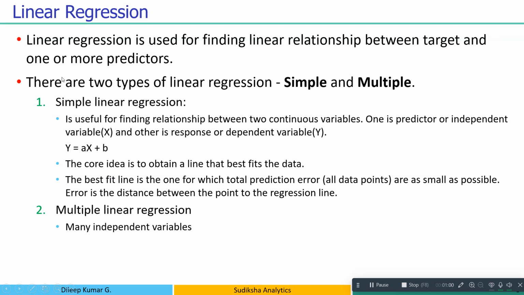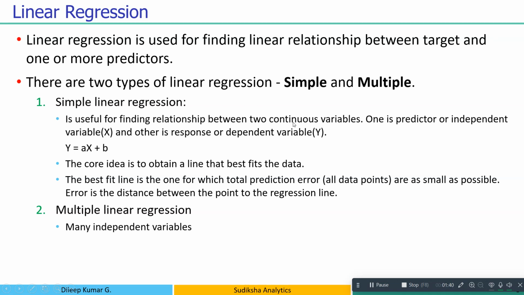So basically linear regression means finding the linear relationship between the target variable with one or more set of predictors. The predictors are also known as independent variables. So we can classify linear regression into two types: simple linear regression and multiple linear regression. In simple linear regression, there is one predictor or one independent variable, which is x here. So x is called as predictor or independent variable, and y is called as target variable or dependent variable, because y depends on x.